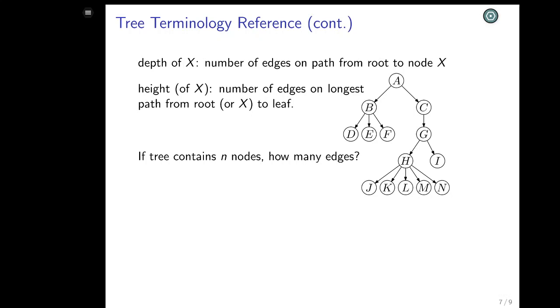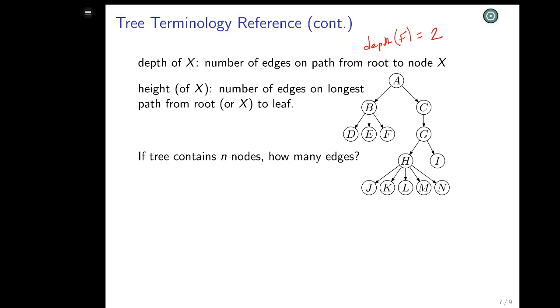All right, depth and height. So we already know what these things are because we've been using them when talking about decision trees. But just to make sure, depth of a node in a tree is the number of edges on the path from the root to that node. So what is the depth of node F? 2.